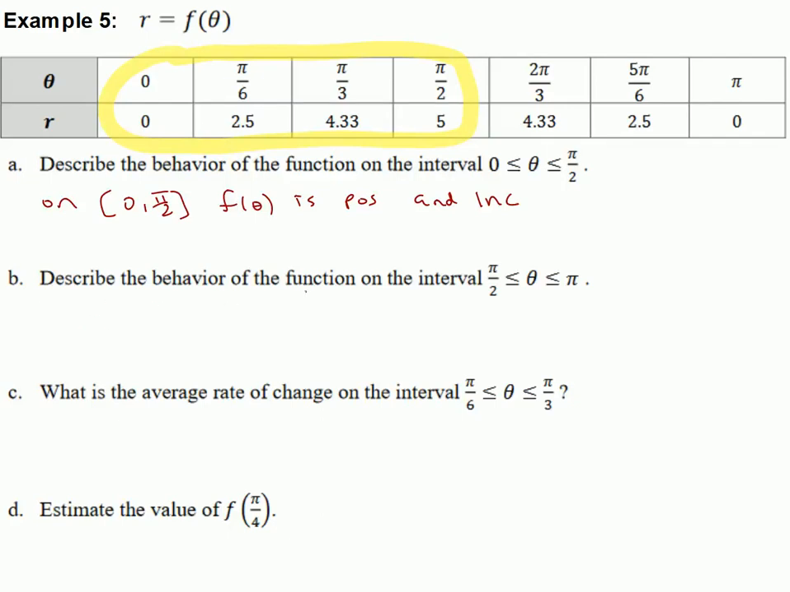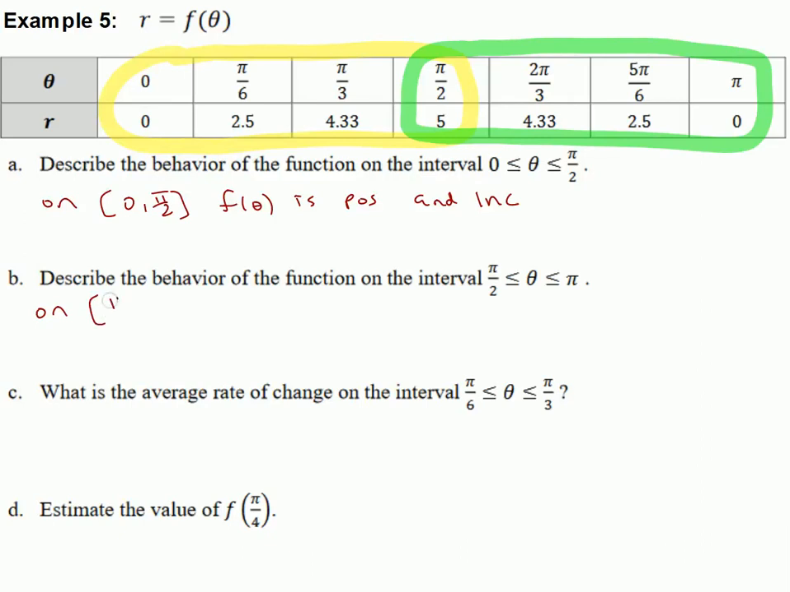Now let's describe the behavior of the function from pi over 2 to pi. Let's highlight that. From pi over 2 to pi is this part of the graph. The r values are still positive, but this time they're decreasing. So on the interval from pi over 2 to pi, we can say that the function f of theta, and again, you can write f of theta or you can write r, interchangeable here, doesn't really matter, f of theta is still positive, but this time it's decreasing. So it's positive and decreasing.